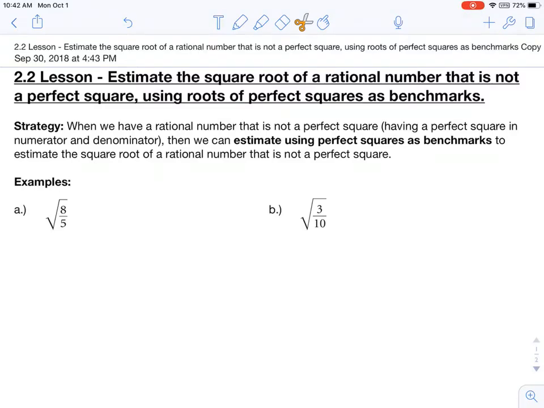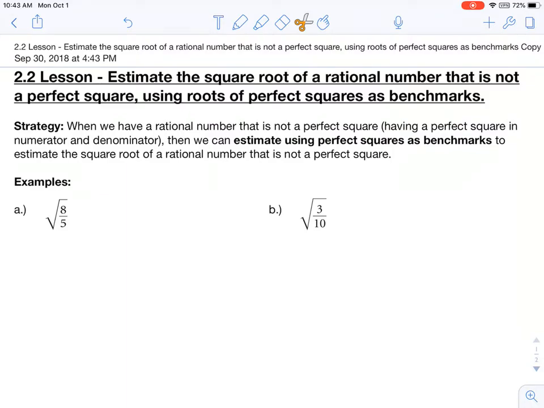All right, so in this lesson, we are going to estimate the square roots of rational numbers that are not perfect squares. In the lesson before this, we were working with perfect squares, but this time we have to estimate the square roots of non-perfect squares. And how do we do that? We use what we know. We know perfect squares, and so we use perfect squares as benchmarks.